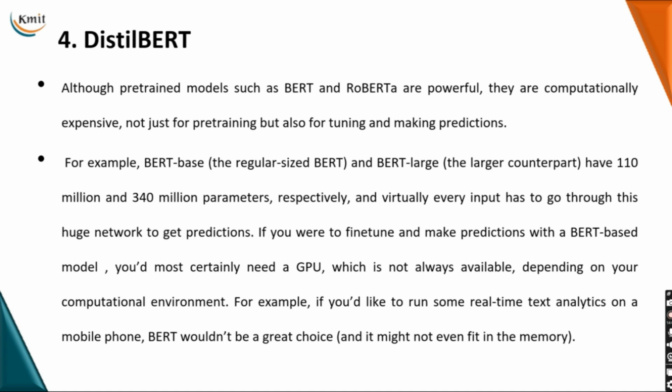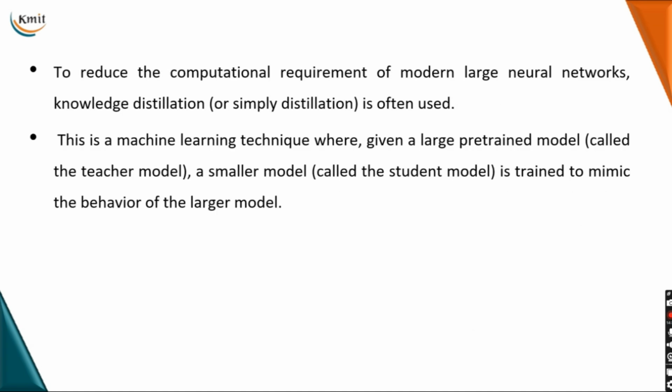Okay, so basically we use the word distill because this is distilled using large batches with the help of gradient accumulation and other dynamic masking techniques, without the NSP objective here again. Okay, so this is basically not just for pre-training but can also be used for fine-tuning and making predictions. Okay, for example, the BERT base model we have seen has 110 million parameters and BERT large has 340 million parameters, right? So we have reduced the size of them and made a smaller version to reduce the computational requirements of modern large language neural networks.